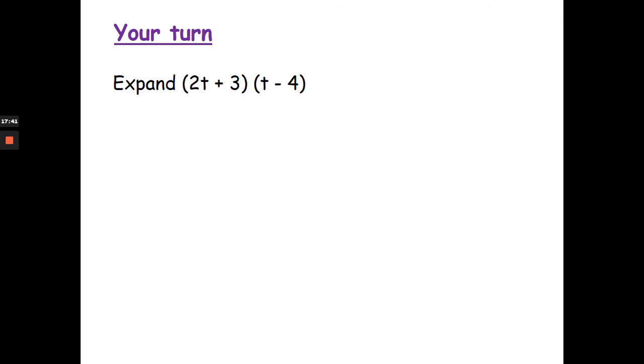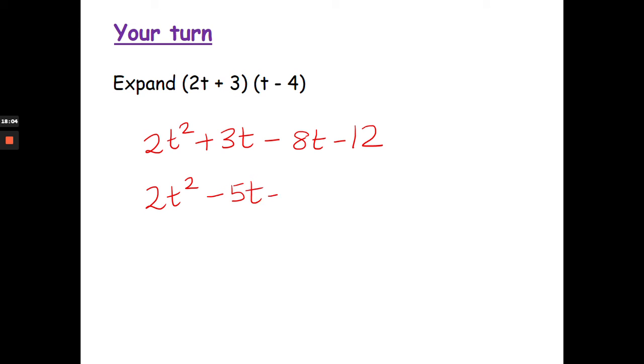So the final answer we should get by doing 2t squared plus 3t minus 8t minus 12. Then we can simplify our middle terms. So we get 2t squared plus 3 minus 8 is going to give me minus 5t minus 12. That would be our final answer.